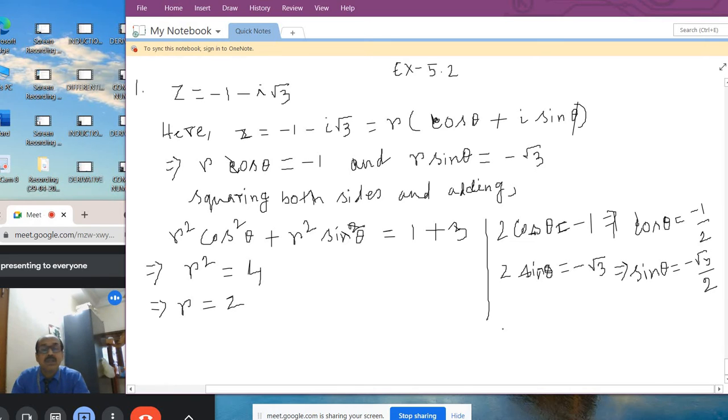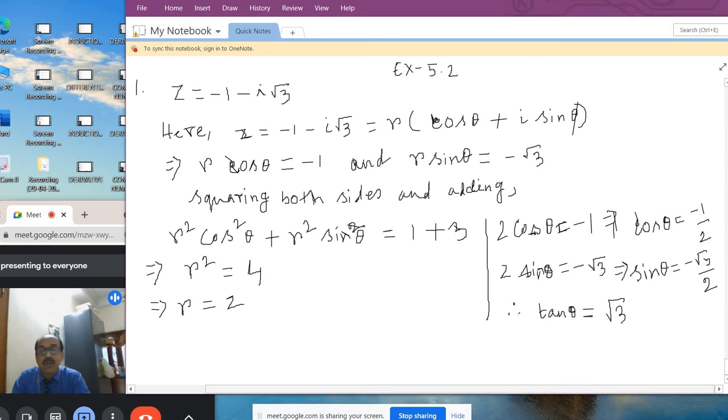Sin theta by cos theta is tan theta. Therefore, tan theta equal to, 2 cancel, minus cancel, root 3 only. So tan theta is root 3.